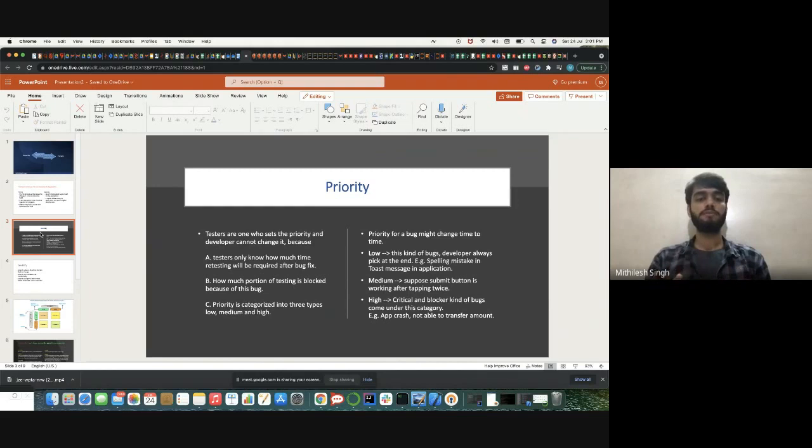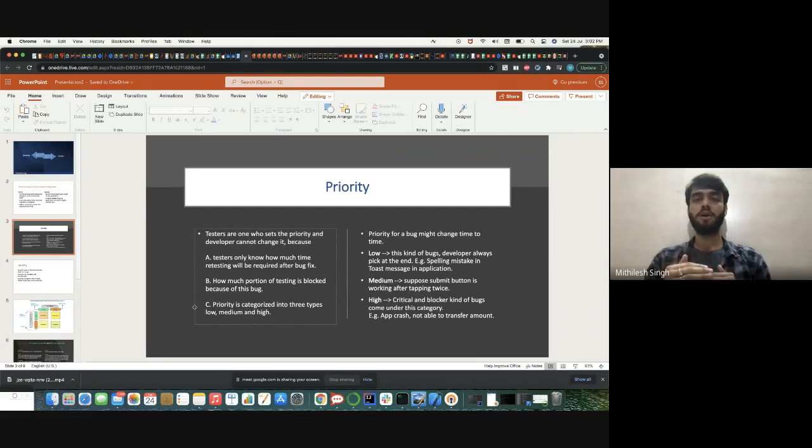There are a couple of reasons which I have mentioned here. Testers only know how much time retesting will be required after the bug fix, and how much of the testing is blocked because of this bug. These are the parameters on which the tester can predict the priority of any bug, and then the developer can fix it on a priority basis. The third point is that priority is categorized into three types: low, medium, and high.